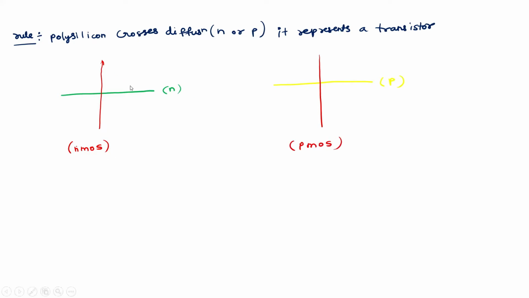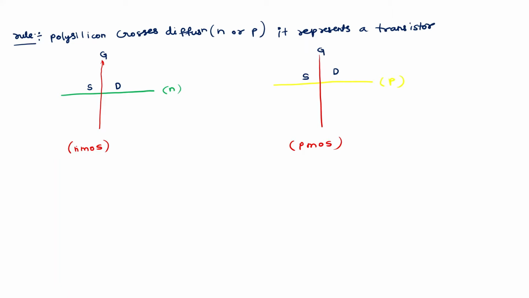Whatever I am writing now, don't consider anything. Let me take blue and black. So this is called NMOS. This will be source, this will be drain, and this will act as gate. And again for PMOS also, this will be source, gate, and drain. And this is rule number 3.